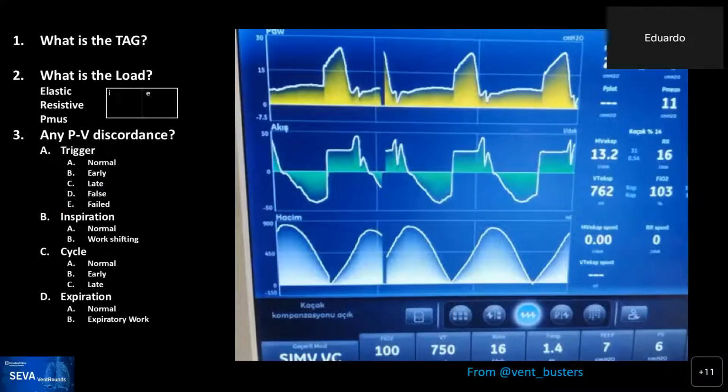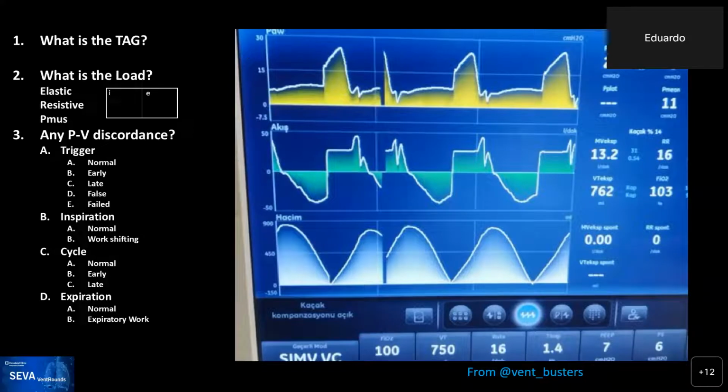And so the first VentRound image that we're going to do today is this one that started circulating in Twitter in the last days. I'll ask you to write in the chat what do you think is the tag for this mode based on what you're seeing. So this is a GE CARESCAPE station from what I can see on the screen, and you can see that it's in another language. So that's the beauty about Twitter. We can get images from everywhere.